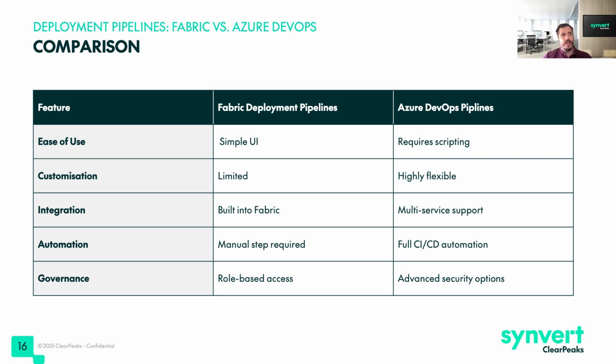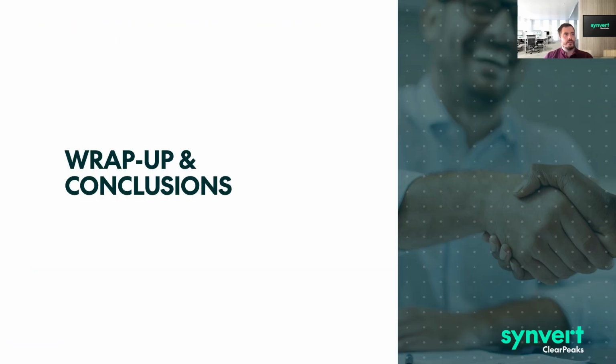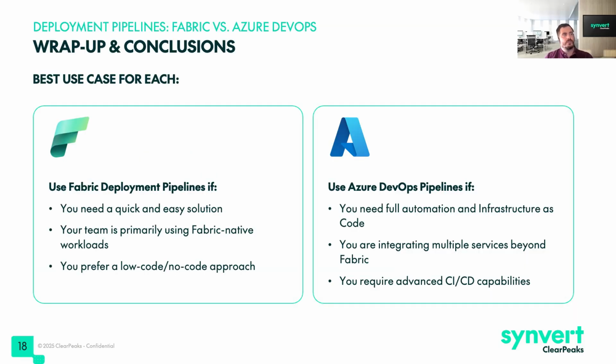And then on the governance side, Fabric deployment pipelines are only dependent on the role access control on your workspaces. And Azure DevOps pipelines are much more complex because you not only rely on that, you rely on how you interact against the API, how you deploy your process, who has access to your Git libraries and repositories inside DevOps. So I would say it's a much more advanced security feature, but it also adds a lot of complexity in your solution. Okay, so let's wrap up and go to the conclusions.